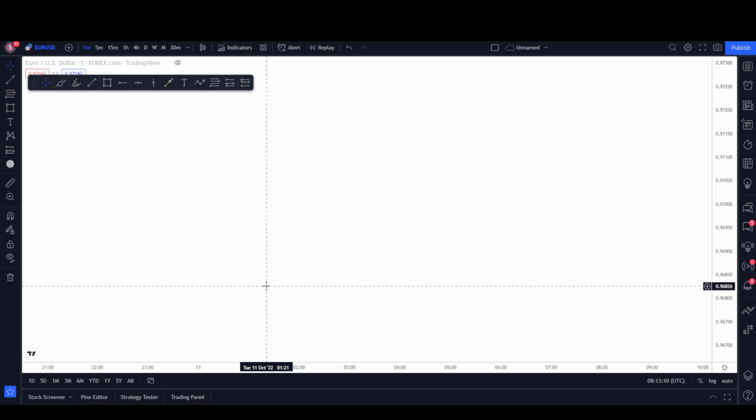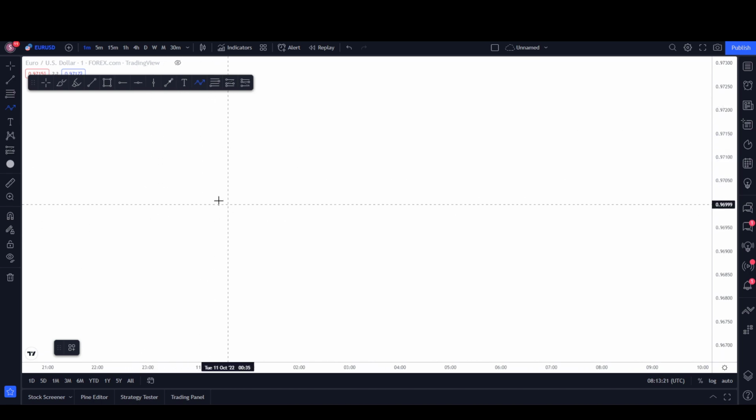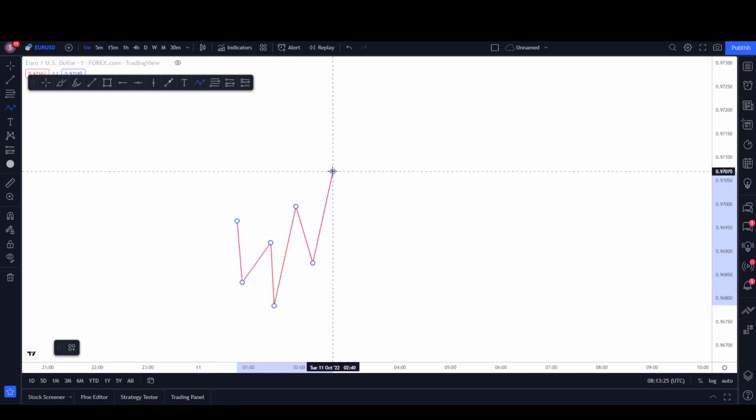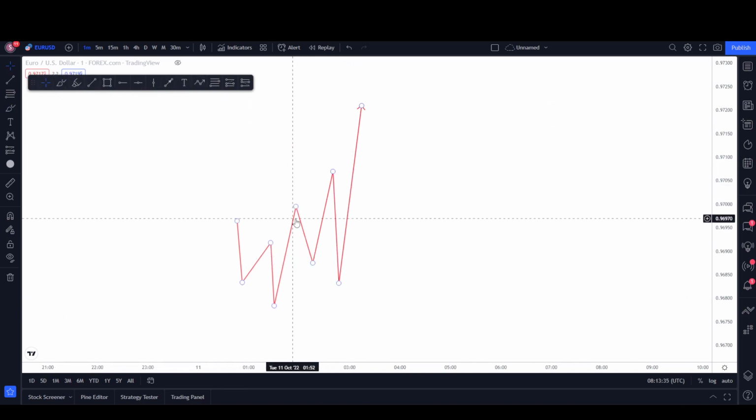Because there are different types of continuation entries that you can get. And first of all, what is a continuation? Well, there's only two types of setups, in my opinion. There's a reversal, which we've gone over. That's like a QM, and obviously reversal is at the extreme of each range. So yeah, that's pretty self-explanatory. A reversal.